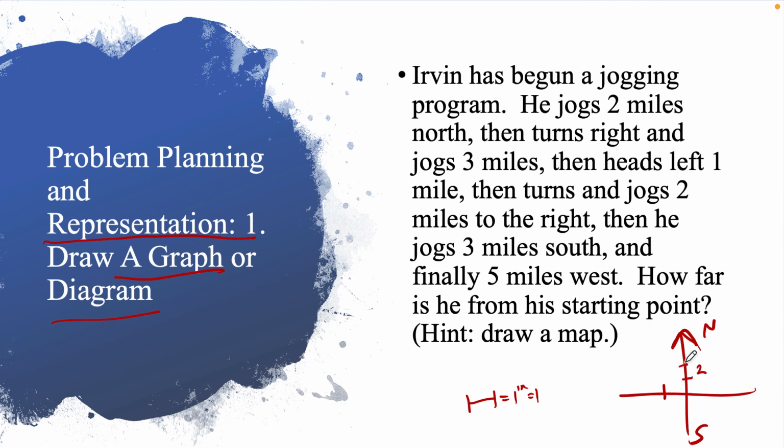He headed left a mile, so that's another mile. Then turn and jog 2 miles to the right. Now that means 1, 2. So it's coming back. And so if you keep doing this, and if you keep drawing your chart, it will give you direction where he was heading, and you will find where he ended.